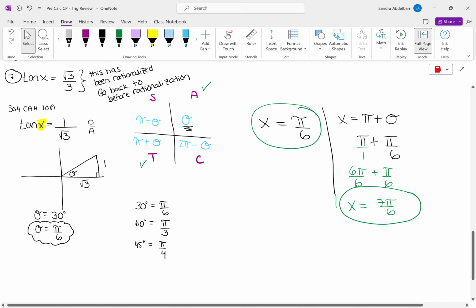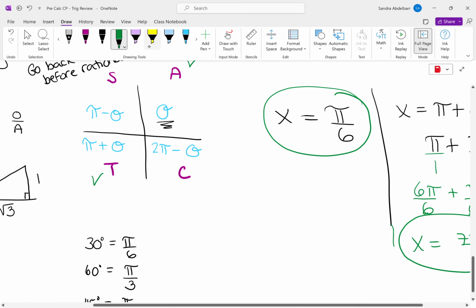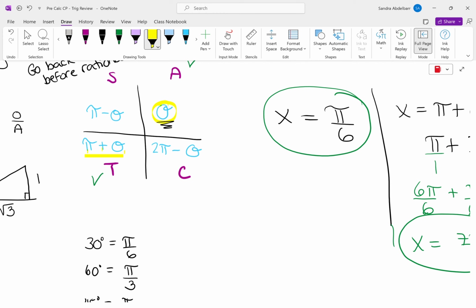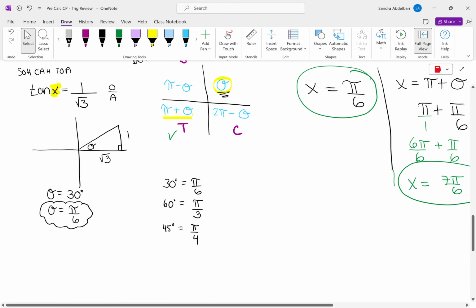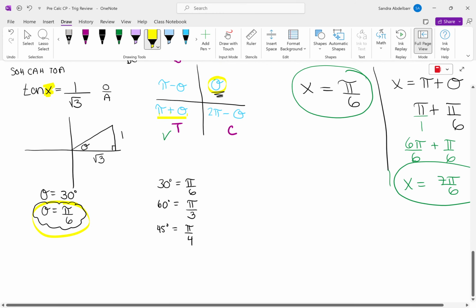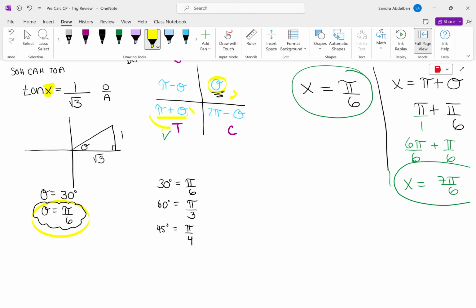Sorry, how did we get pi over 1 plus pi over 6? So your answer when it's in quadrant 1 is just whatever theta is. Your answer when it's in quadrant 3, you add pi plus whatever theta is. So we figured out that theta right here was pi over 6. So that's our answer since it's in quadrant 1.